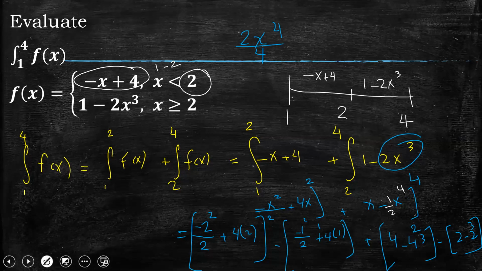So here we have, wait a minute. Half times 4 to the power 4 minus half times 2 to the power 4.